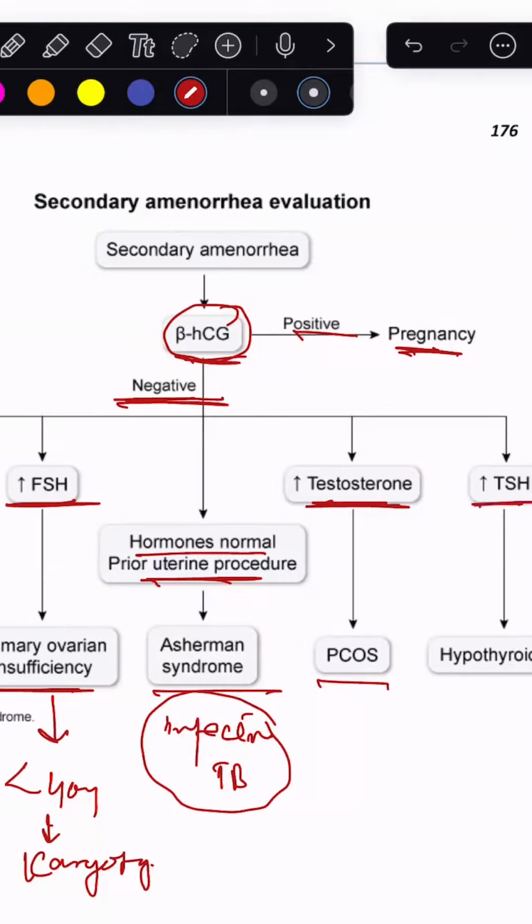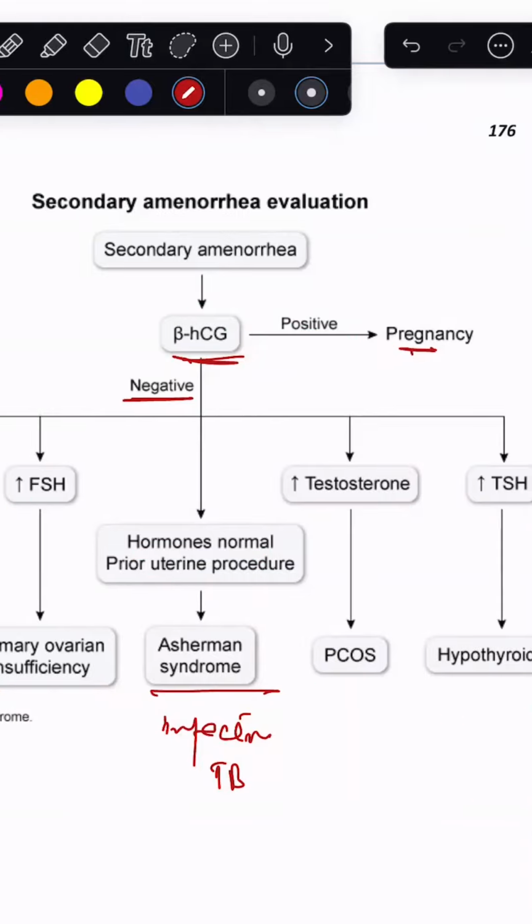The last one is you will check for TSH. If TSH is high, it might be hypothyroidism. In this case, TRH is increased, that will lead to increased prolactin. And when prolactin is increased, your GnRH will be decreased. It can lead to amenorrhea, and the treatment will be levothyroxine.